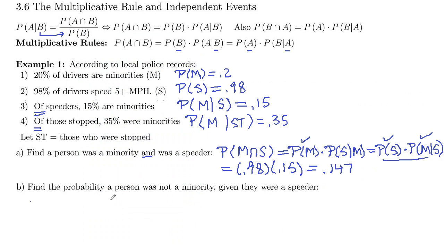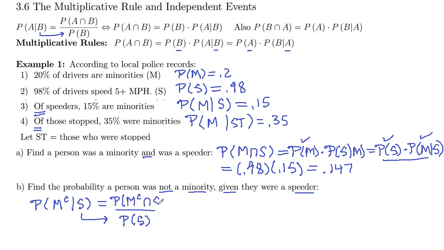Okay, how about find the probability a person was not a minority given they were a speeder. So this is asking what is the probability that they are not a minority, so that's M complement, given that they were a speeder. So that's a conditional probability. Remember, the given condition determines your denominator. So in the denominator, we've got probability of a speeder, and we know that, that's 0.98. In the numerator, you do the intersection probability. So this is not a minority, and they were still a speeder.